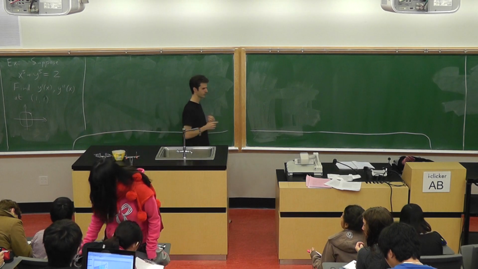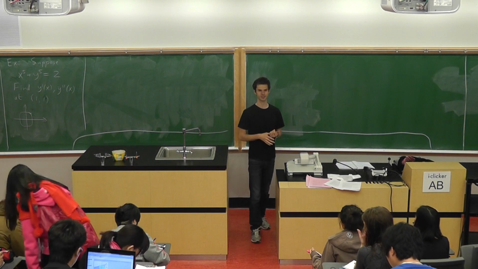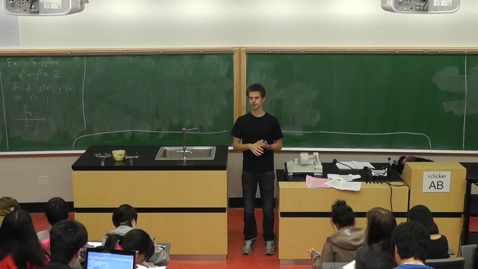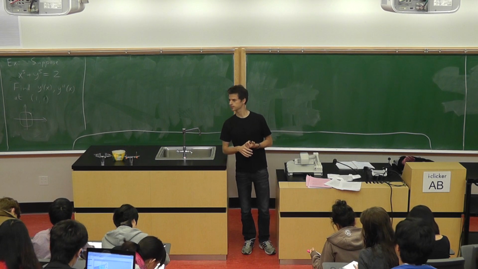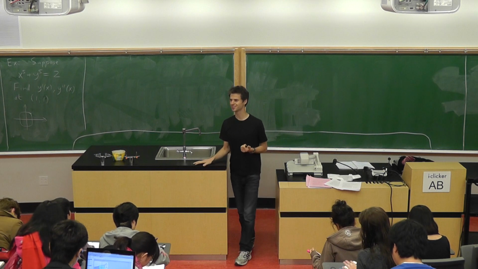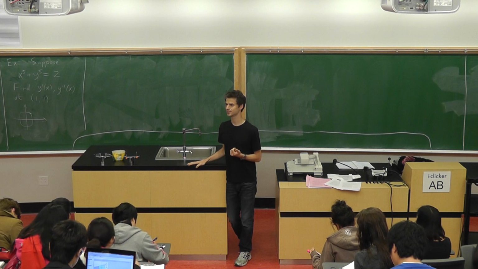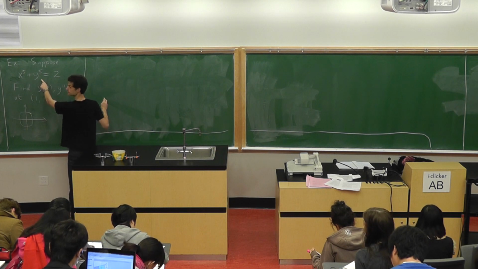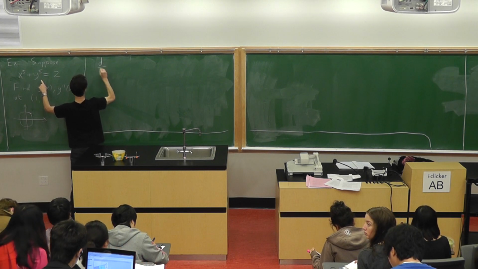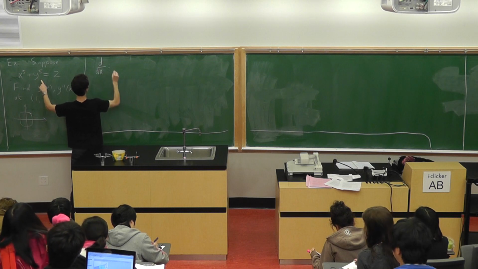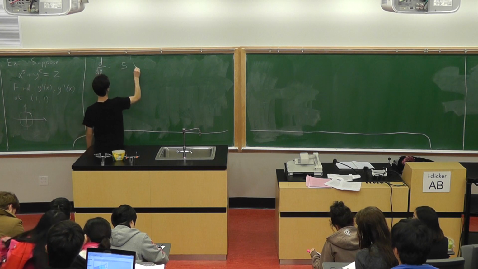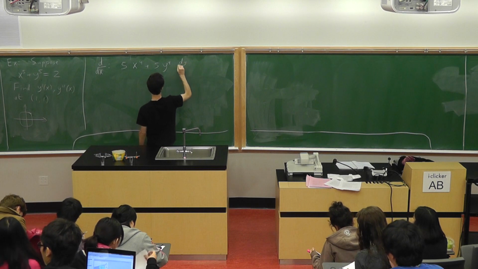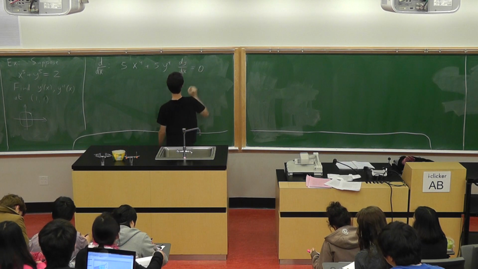Okay, so does anyone remember how we started such questions from last time? You take the derivative with respect to x on both sides, and then it becomes 5x to the power 4 plus 5y to the power 4 times dy by dx, equals 0. Okay, yes, perfect.